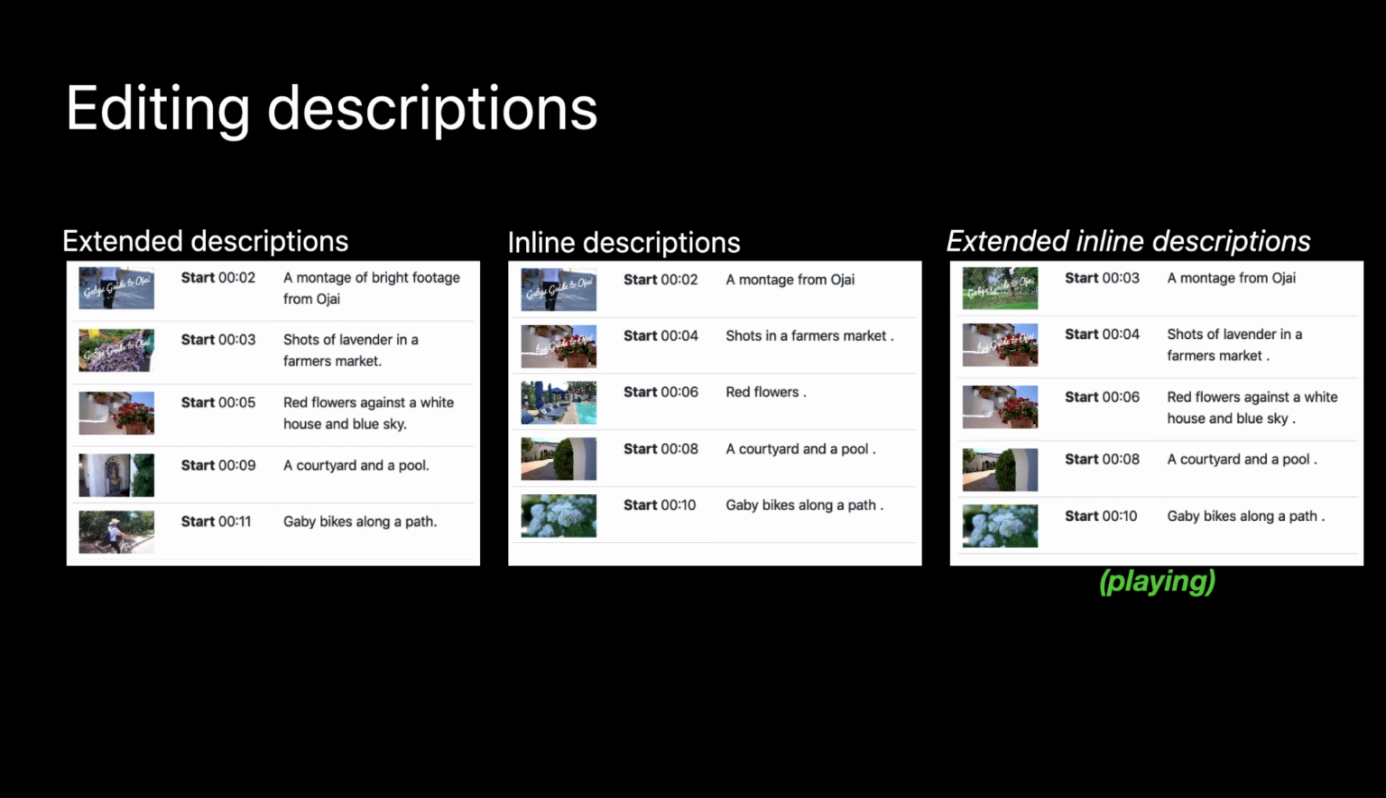Title, Gabby's Guide to Ojai. A montage from Ojai. Shots of lavender in a farmer's market. Red flowers against a white house and blue sky. A courtyard and a pool. Gabby bikes along a path. Close-up of tater tots and French fries. Gabby drinks sangria. Gabby and Thomas sit on a couch.